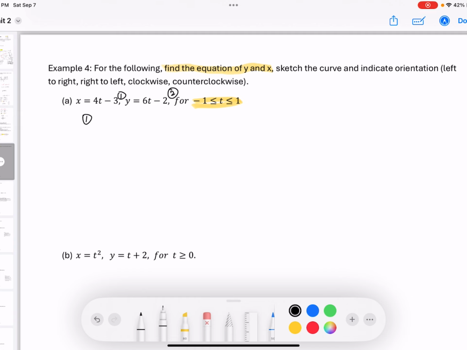It looks the same. So if I use the first one to isolate the t, x is equal to 4t minus 3. Plus 3 on both sides. Let's make a lonely t. X plus 3 is equal to 4t. Divided by 4, so the t is isolated.